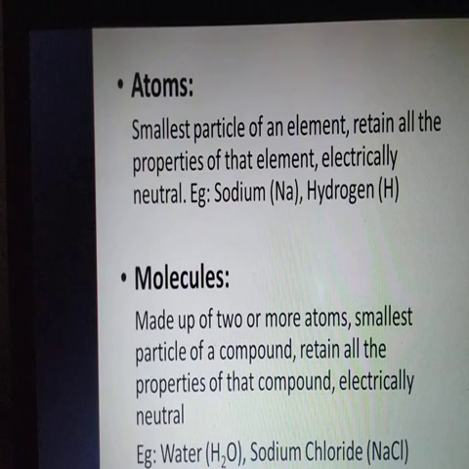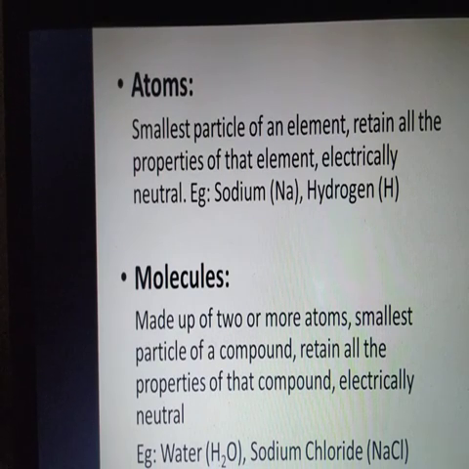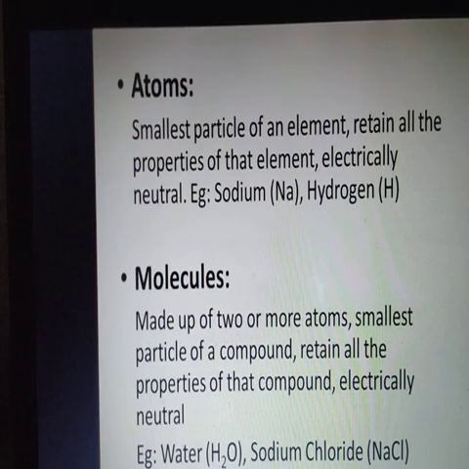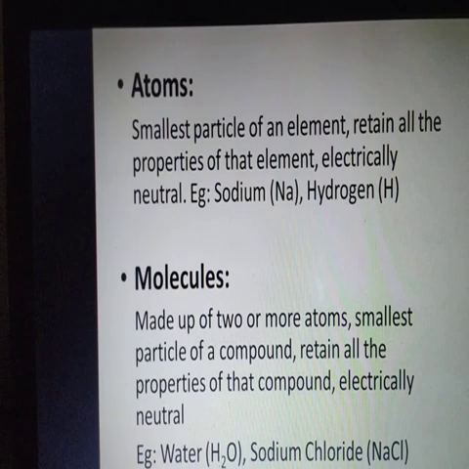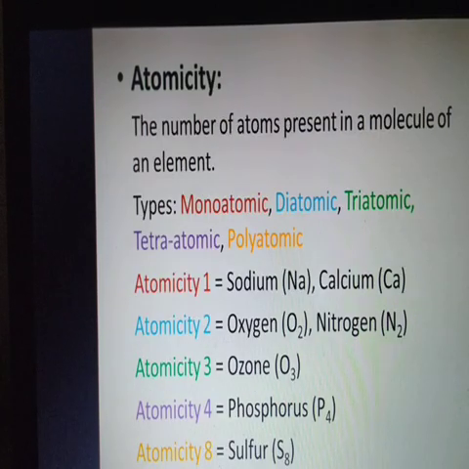Coming to molecules, molecules are made up of atoms. As you can see, I've written that molecules are made up of atoms, and they are the smallest particles of an element. No, of course not. Molecules are the smallest particle of a compound, retaining exactly the properties of the compound. Molecules are also electrically neutral, and examples are, of course, a must.